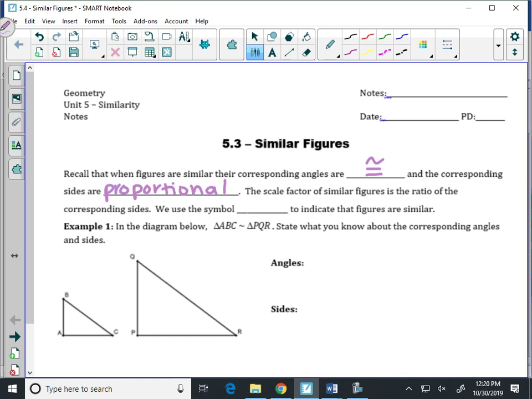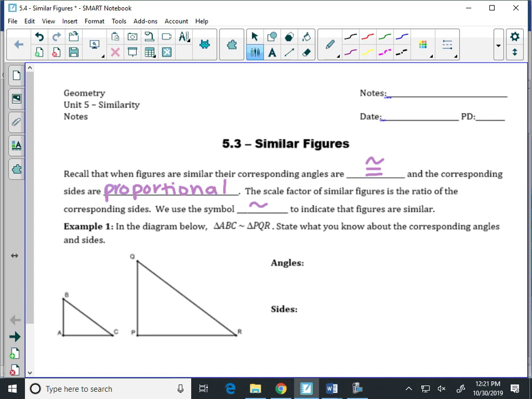The scale factor of similar figures is the same as the scale factor when we did the coordinate plane. It's just the ratio of the corresponding sides. That's all it is. When you take one side, put it over the other, you get a fraction. That's the scale factor. We use this symbol to indicate that figures are similar. So to show that figures are congruent, it's the equal sign with that squiggle mark above it. To show that figures are similar, we just use that symbol.